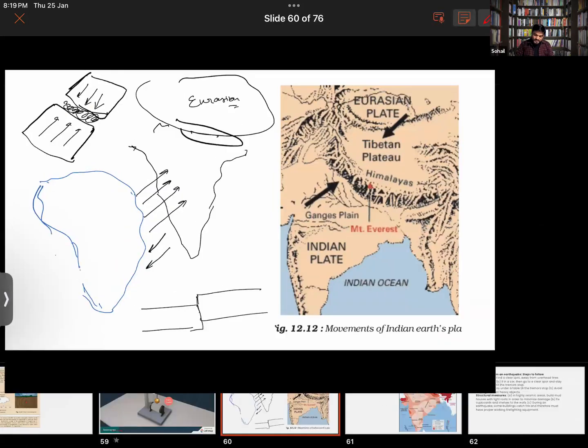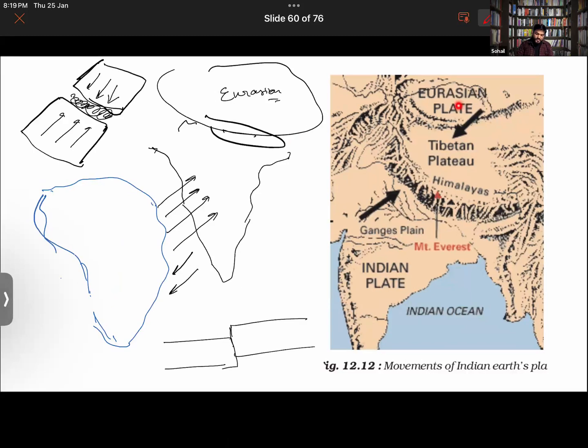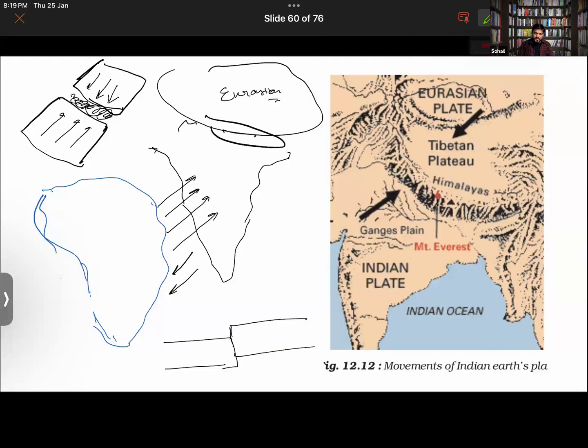See, this is the Eurasian plate here, and this is the Indian plate. Where the two plates are colliding against each other, that is what we call a fault line. This is the fault line, and the fault line is lying in the Himalayas. So those states which are closer to the Himalayas are most prone to earthquakes.